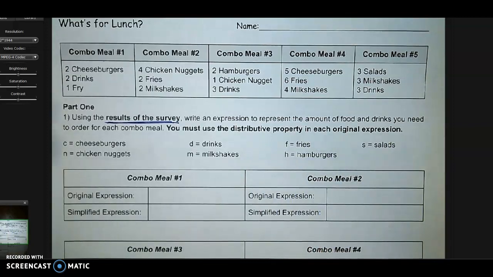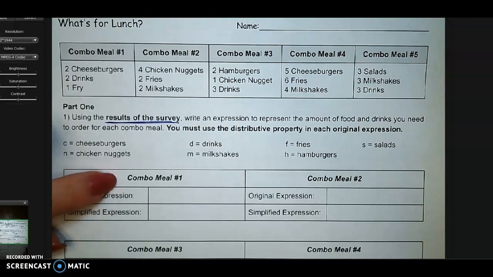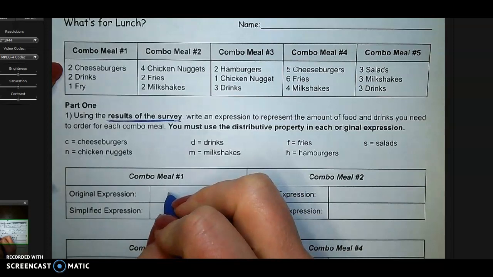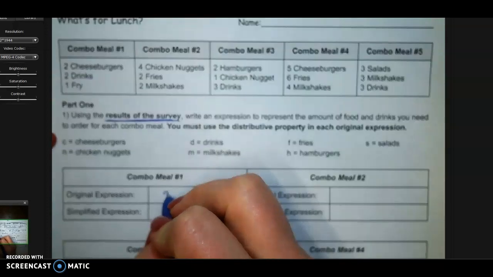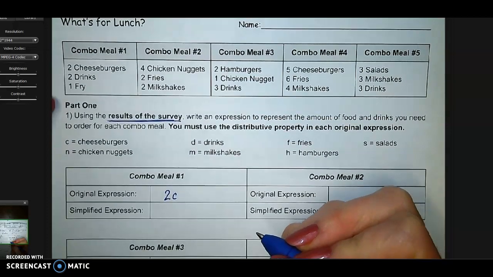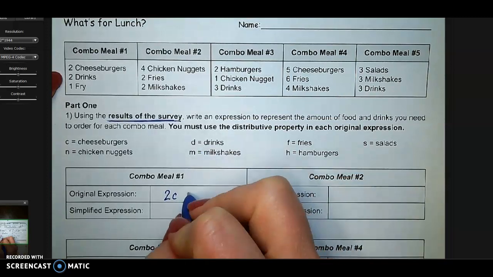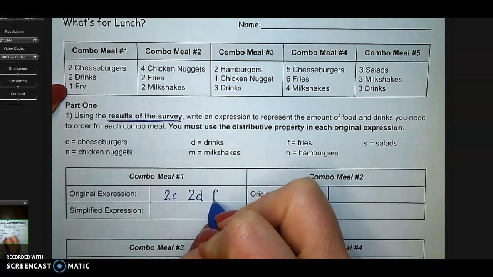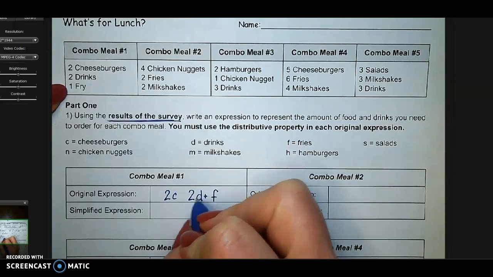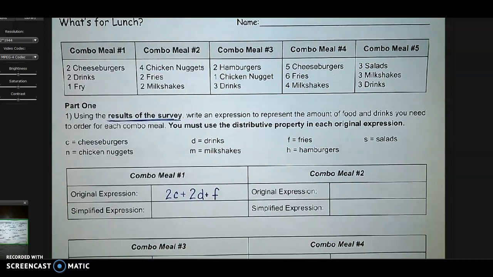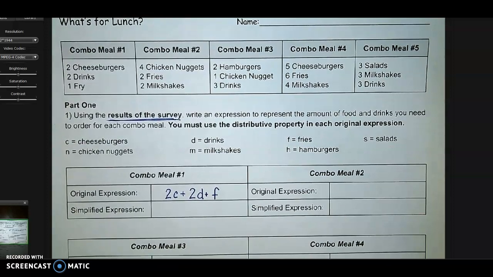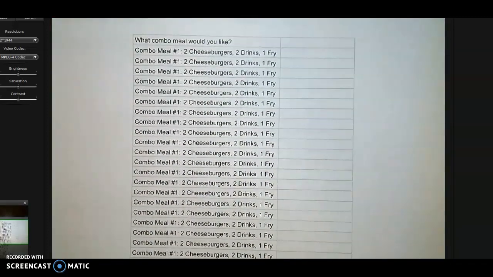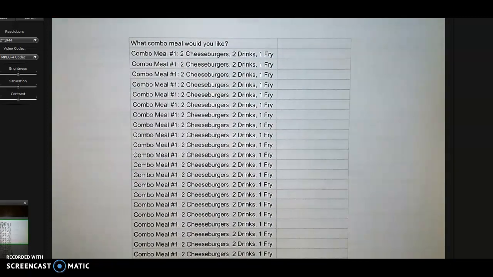So what we're looking at here in our original expression, if I look at combo meal number 1, there were 2 cheeseburgers as part of this combo meal, and it says to use a C for cheeseburgers, so 2C. It then said there were 2 drinks, and there was 1 fry, which we can represent with an F. All of this gets combined together, so we're going to use the addition sign. Now, the data from there, I've printed it out, but it was also a spreadsheet.